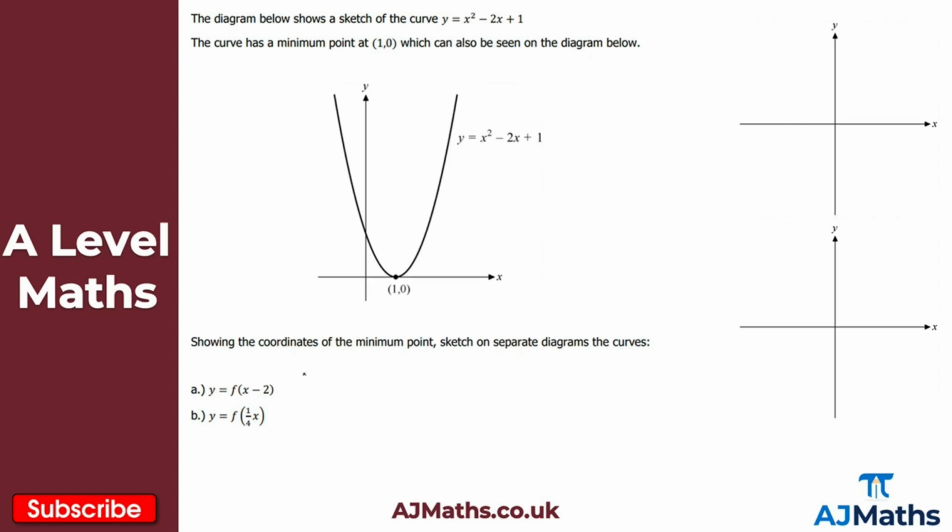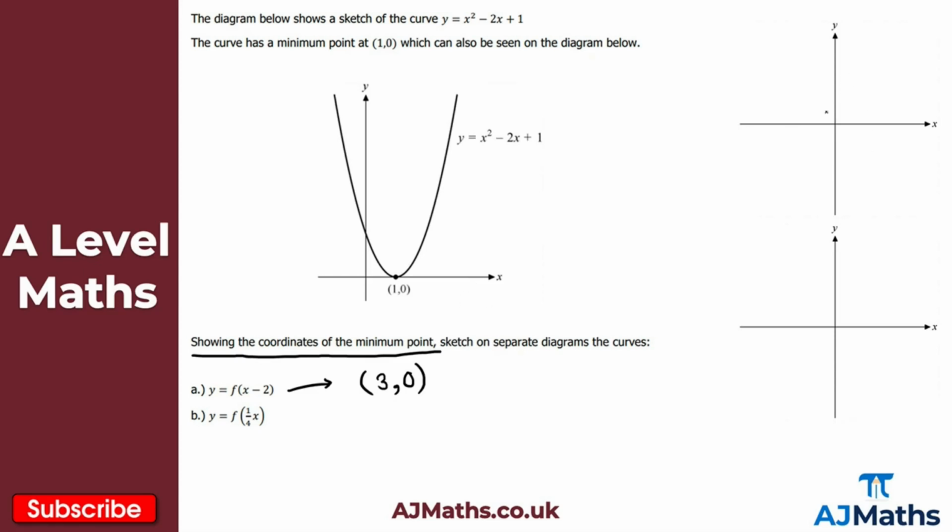So in this case, remember, this affects the x coordinate only. It's in the bracket with the x. And we do the opposite. So if it's x minus 2 here, we add 2. Okay, so my new coordinate for the minimum point, and that's all we're concerned about here, so just showing the coordinates for the minimum point. Then our new minimum point will be 1 plus 2, giving me 3. And there's nothing affecting the y coordinate. So that stays the same. Okay, so essentially this curve here is just translating 2 units to the right.